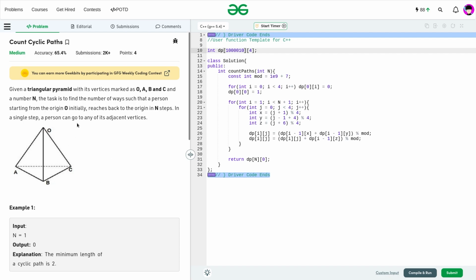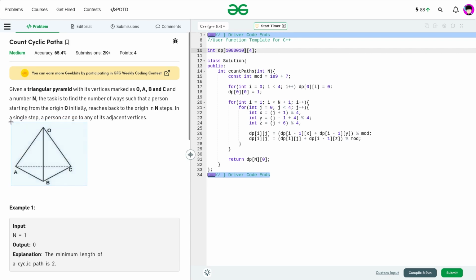Now it says that we have been given a triangular pyramid and there are some given points, where O is the origin. O is the topmost part and it is the origin, right? So now you are given n number of steps and we have to find the number of ways such that a person starting from O can reach back to O in exactly n steps, right? So you have to take exactly n steps and you have to get back to O.